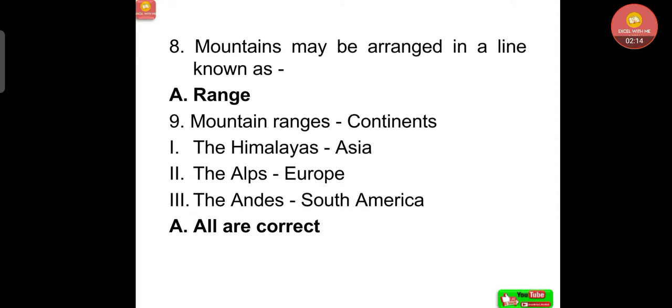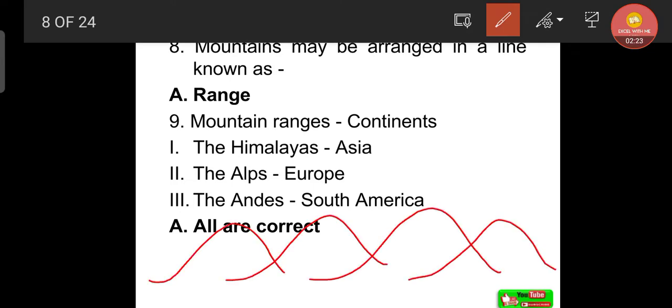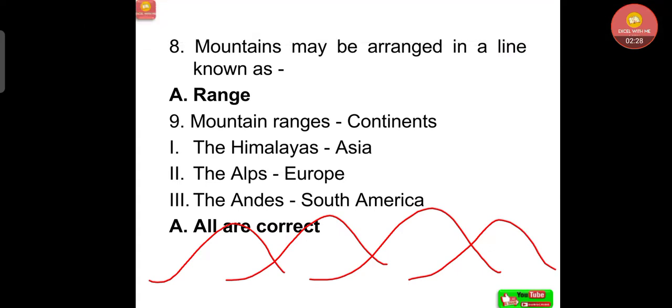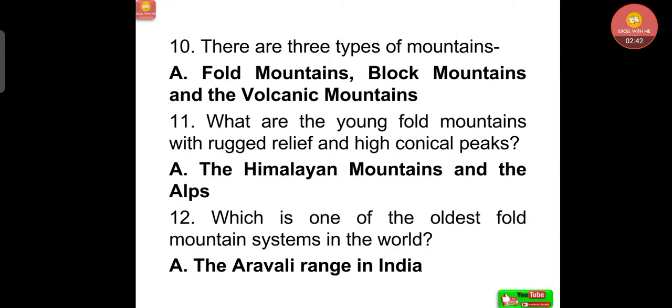Mountains may be arranged in a line known as ranges. Suppose the mountains look like this continuously, like this. So, these are called ranges. Now, mountain ranges and continents, let's see here. The Himalayas are in Asia, the Alps are in Europe, the Andes are in South America. All are correct. Now, there are three types of mountains. They are fold mountains, block mountains and volcanic mountains.